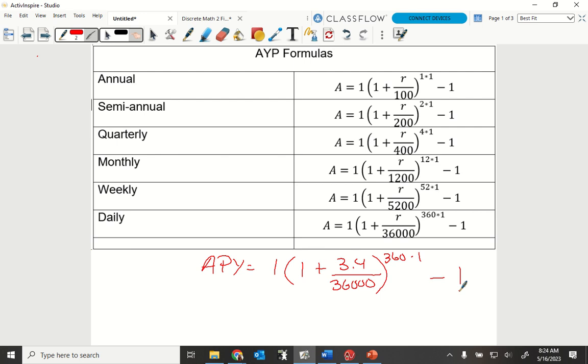What'd you get? 0.03. 0.0345. If that is a decimal, what is that as a percent? 3.45% is my APY.